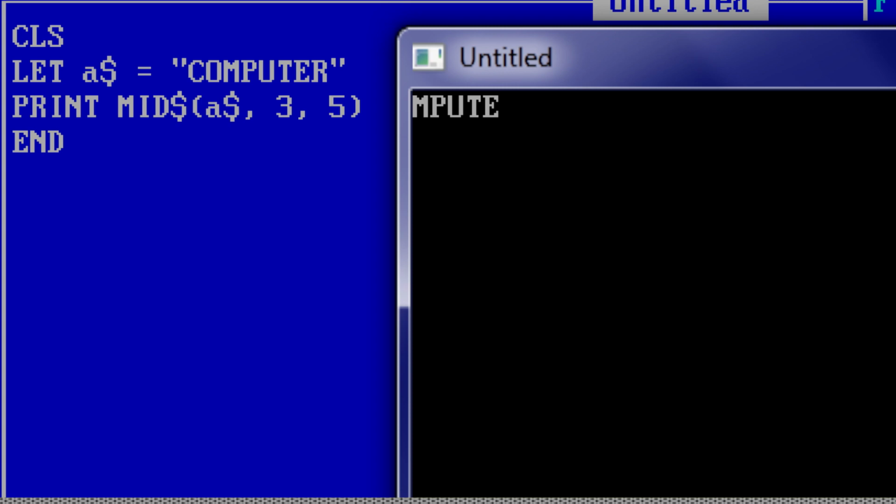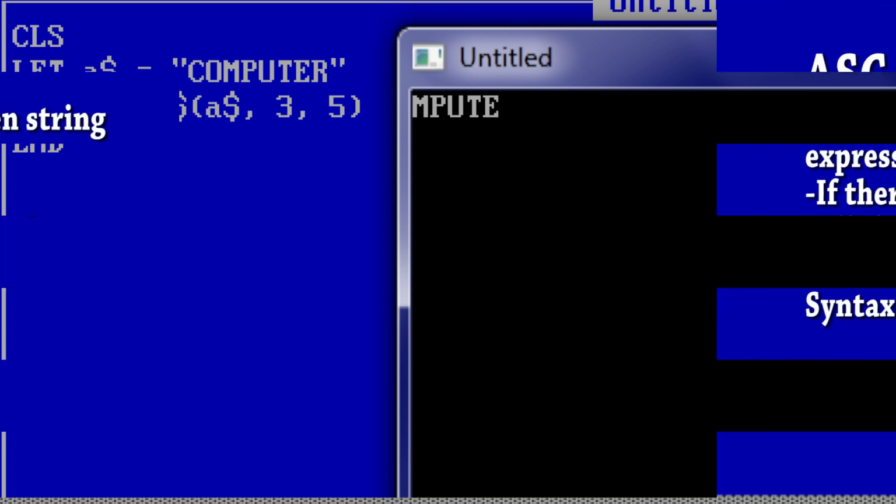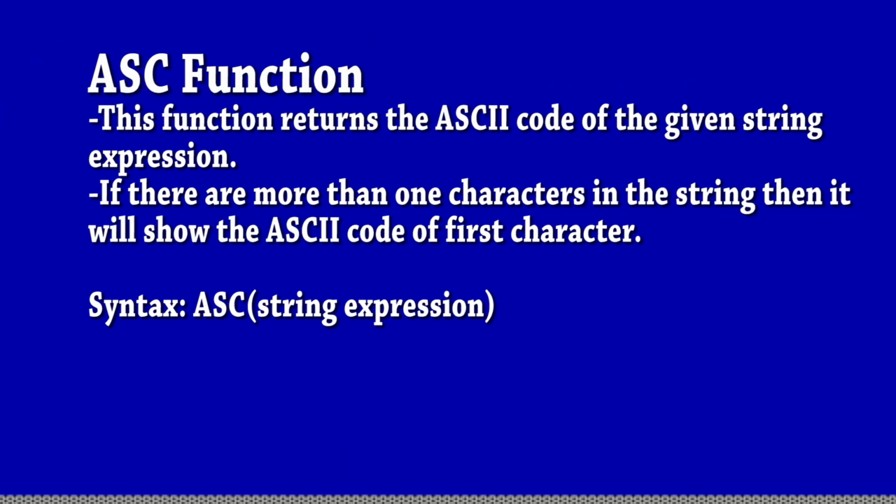Okay, so now I'll read another function, that is the ASC function. This function returns the ASCII code of a given string expression. It just gives the ASCII code of any string expression. So it just gives the value of the ASCII code. If you give A there, then it gives the value of A, which is represented in ASCII.